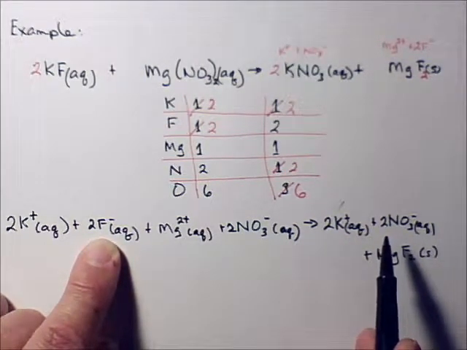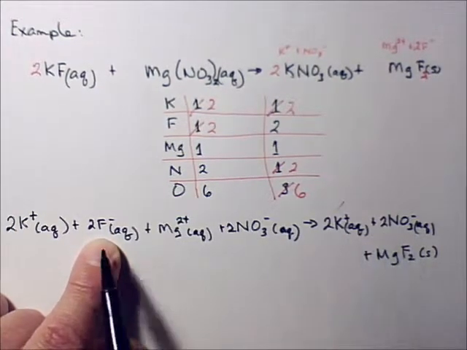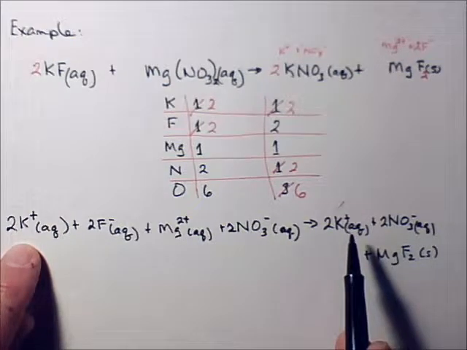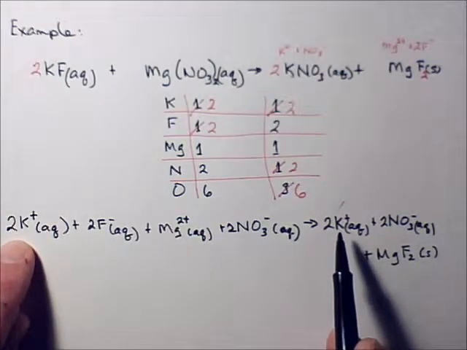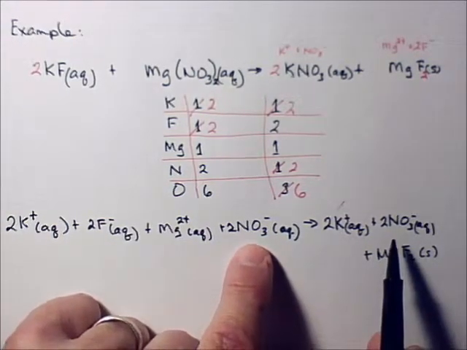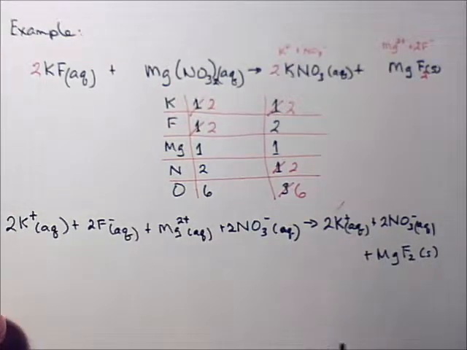The things that stay the same are called what? Spectators. Spectator ions. You need to know that. Ions that stay the same on both sides are called spectator ions. So potassiums here are spectator ions, and nitrates are spectator ions. All right. Ions that don't change are called spectator ions. It's a real simple definition.